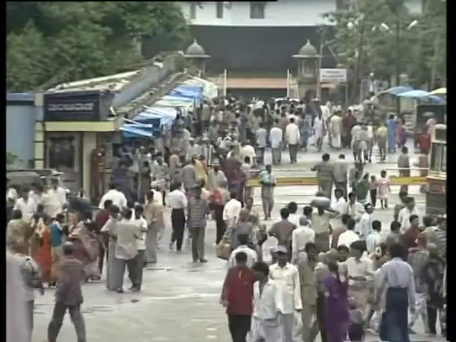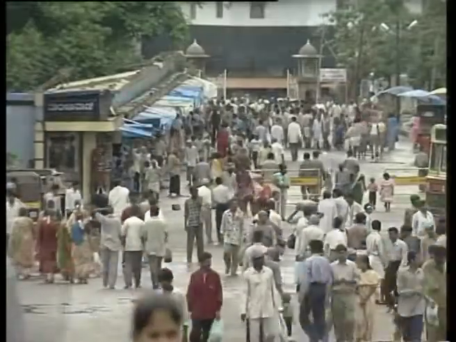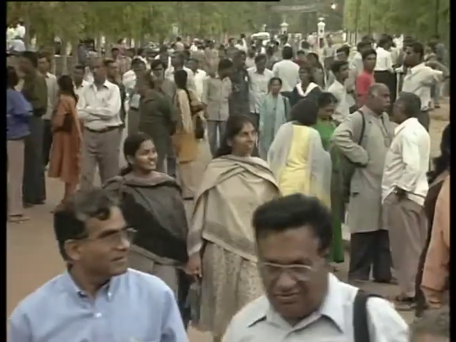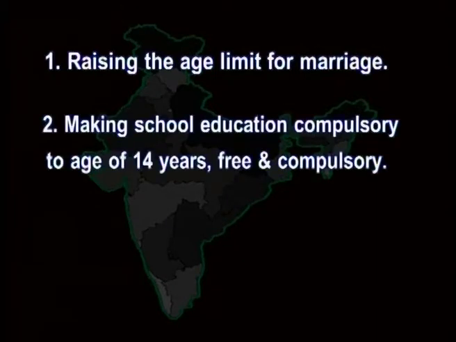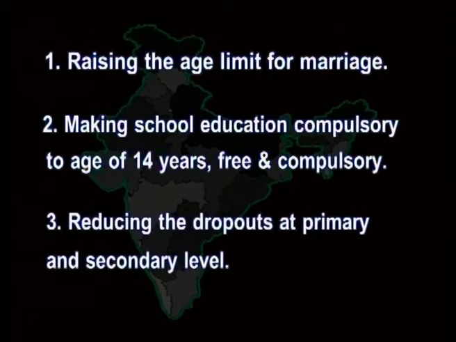Already the death rate has been reduced to a large extent in the past. The NPP focused on birth control as family planning. The National Population Policy, also called NPP 2000, is now working towards stabilizing the population by 2045. According to the NPP 2000, this is to be done by raising the age limit for marriage, making school education free and compulsory up to the age of 14 years, and reducing the dropouts at primary and secondary level.